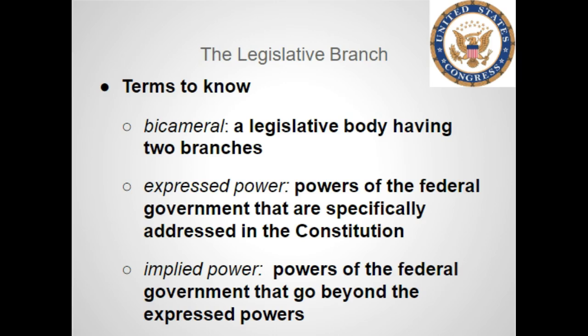So if you see enumerated or express powers, that means it's in the Constitution and it gives powers to the federal government. The next vocab word you should know is implied power, and that's powers of the federal government that go beyond the express powers, meaning that it's not explicitly stated in the Constitution, and we'll give you a couple examples a little bit later.